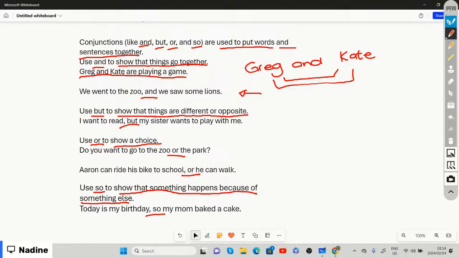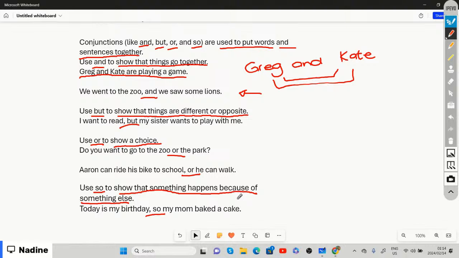And we call these four words, and, but, or, and so, conjunctions. And conjunctions are specific words that we use to put either words together or sentences together.